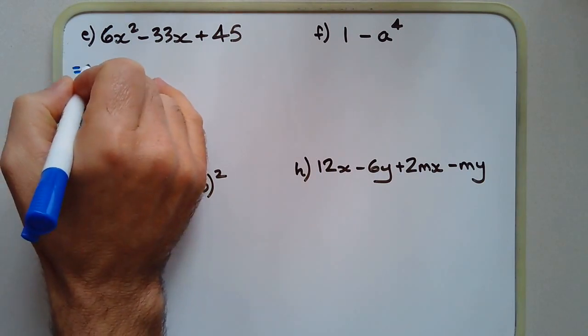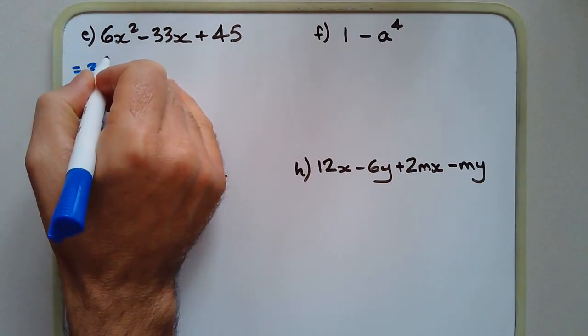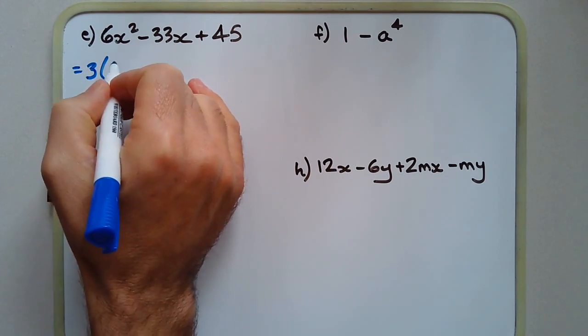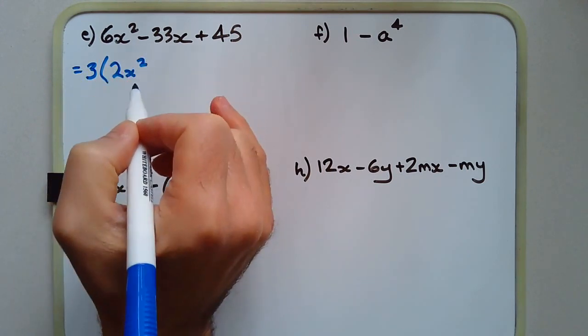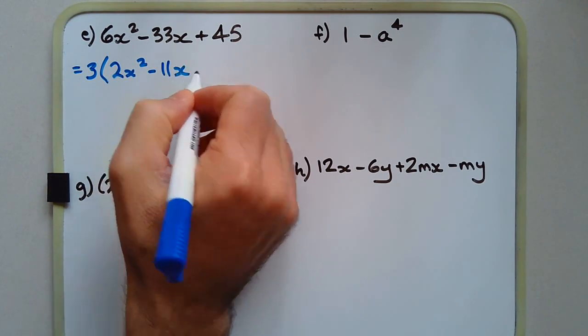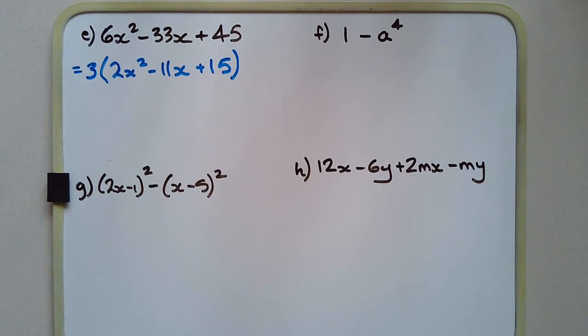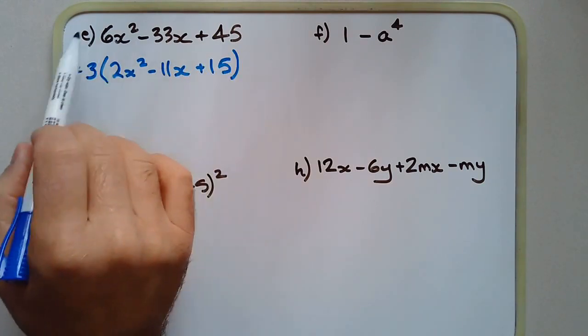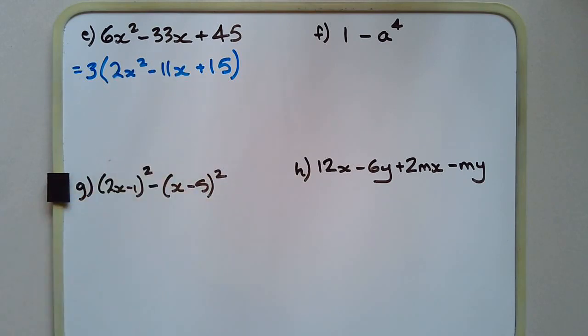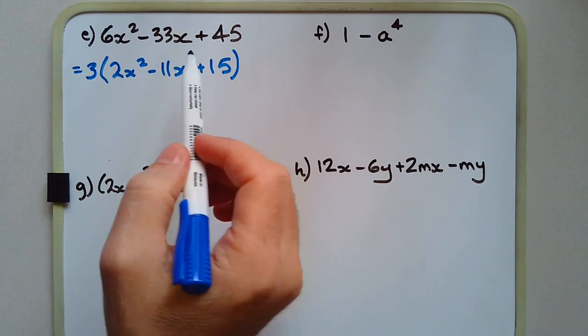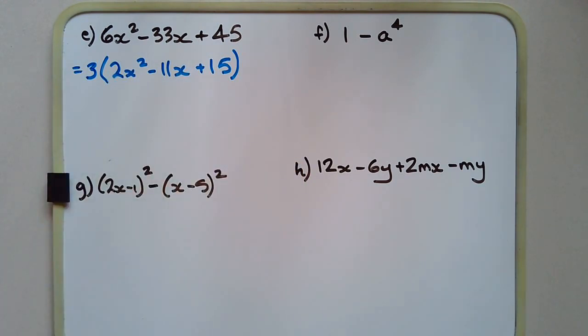So let's take out a 3. It's a bit like that first example, isn't it? And what does that leave behind? That leaves 2x squared minus 11x plus 15. So at this point, what I've done is I've reduced a larger non-monic quadratic, with larger coefficients, to a non-monic quadratic which has smaller coefficients.